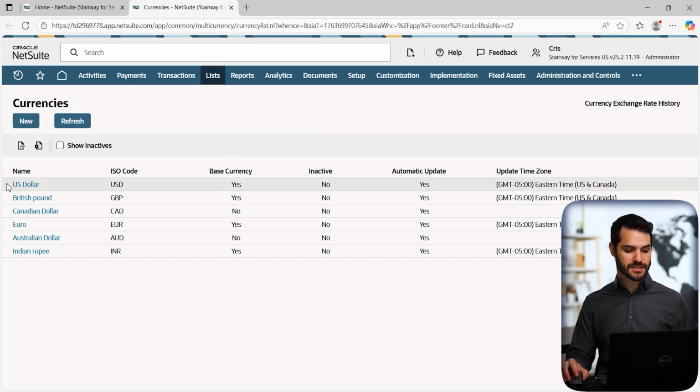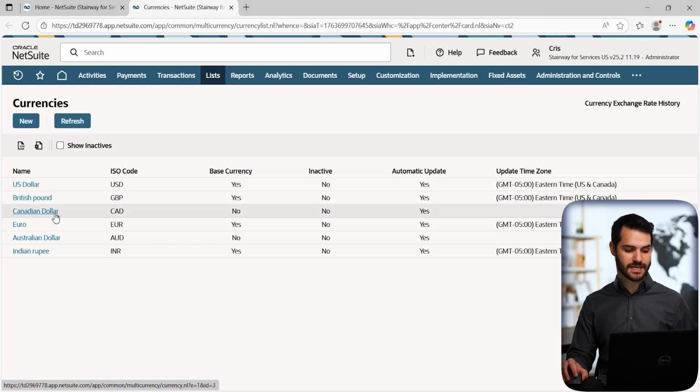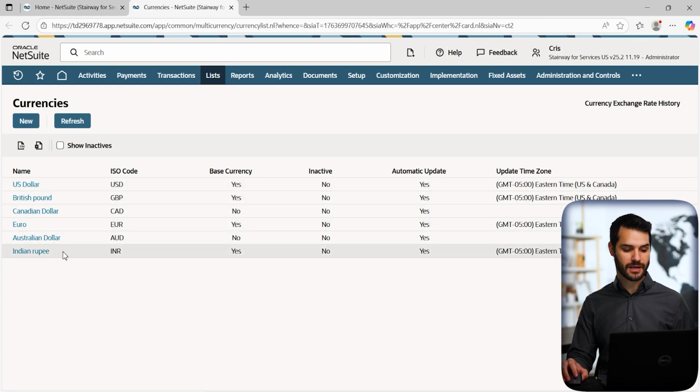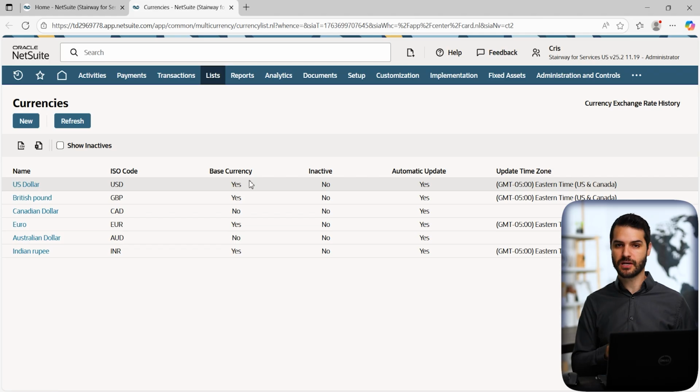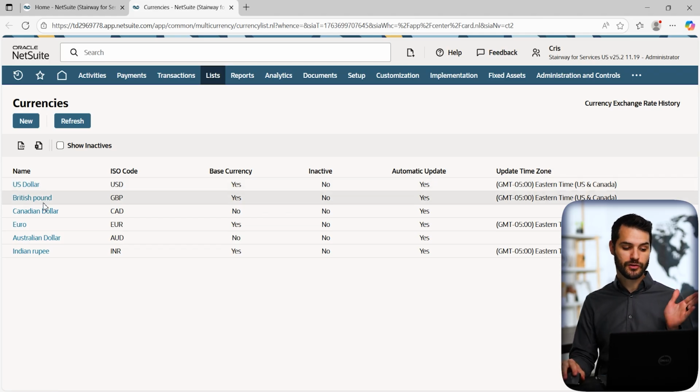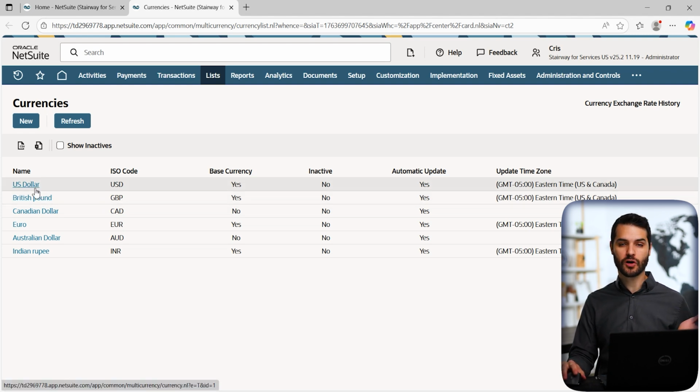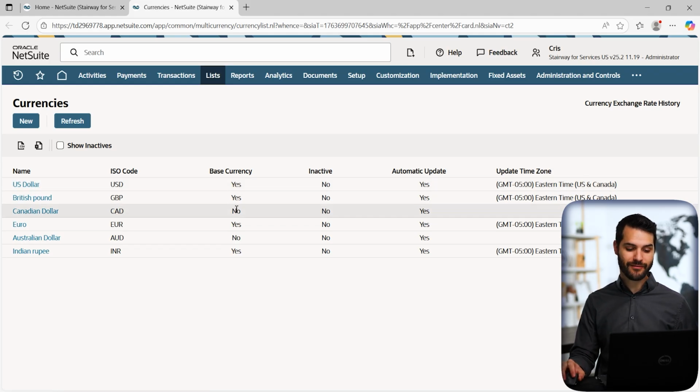So you can see here, it looks like we've got US dollar, Great British pounds, Canadian, euro, Australian, and Indian rupee. And you can see up here under base currency, you might think that there would only be one that says yes, but in actuality, because this is a multi-subsidiary organization, there are certain subsidiaries that do have, for example, the Great British pound as their base currency. Now, just because I know this, the US dollar is used as the base currency for the parent company at that level. So that is going to be really at the top what we're going to be utilizing for our consolidated reporting. But we do have several subsidiaries that are reporting in other currencies.